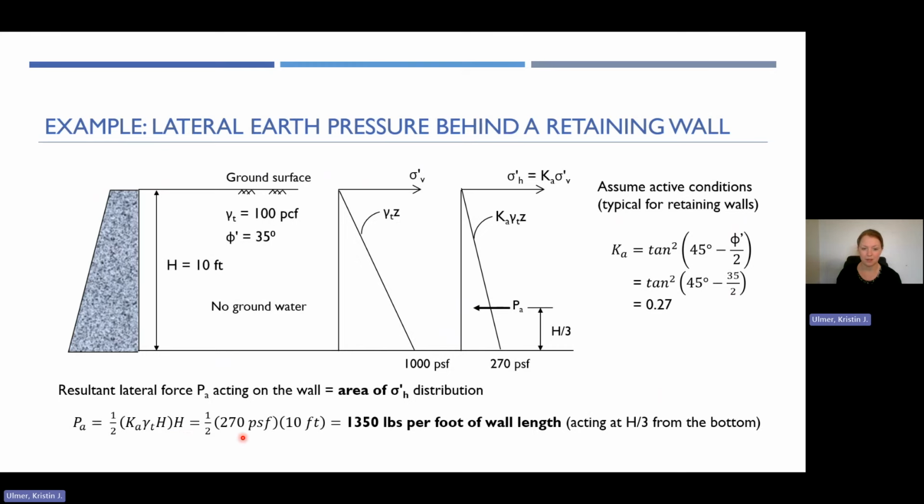So 1/2 times 270 PSF, that's the total pressure at the bottom of the wall, times 10 feet. You'll get about 1,350 pounds per foot of wall length. It's going to be your resultant force, and it will be acting 1/3 of the total wall height up from the bottom. So in this case, 10/3. All right, so that's one quick example of using these equations to compute the horizontal force and the horizontal pressure acting on this particular wall.